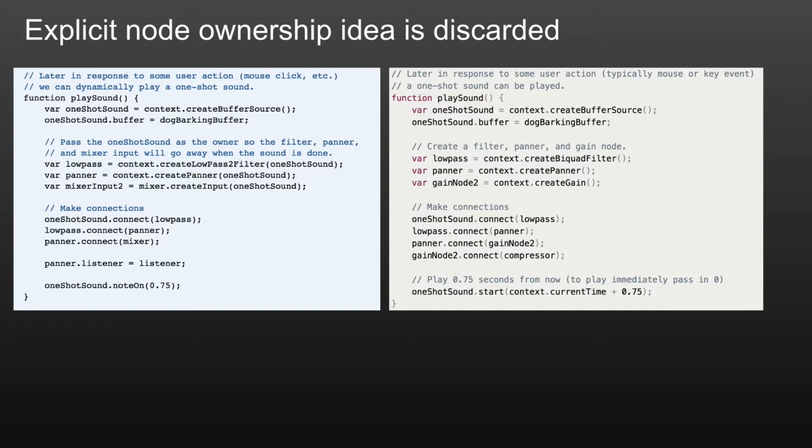And in the early specification, I had this idea of an owner that you would pass in. So you see where I'm passing one-shot sound as the owner. That was to handle dynamic lifetime. And then off on the right, that's what's in the current spec. You don't pass an owner in. The implementation under the hood is able to figure out well enough, based on the connections and based on the lifetime of the nodes, what the owners are, or what the implications are for the connections, and how to tear down parts of the graph that are no longer needed. So that's something very quickly I fixed in the spec and I fixed in the implementation.